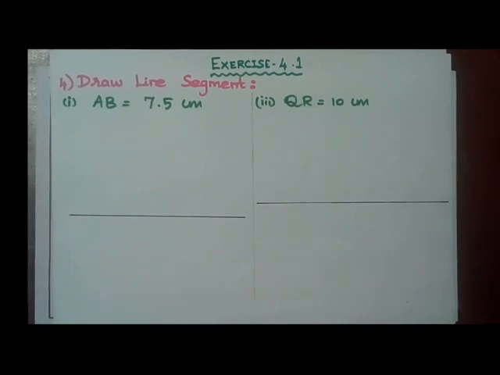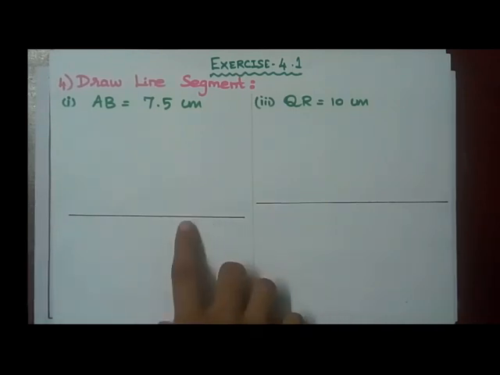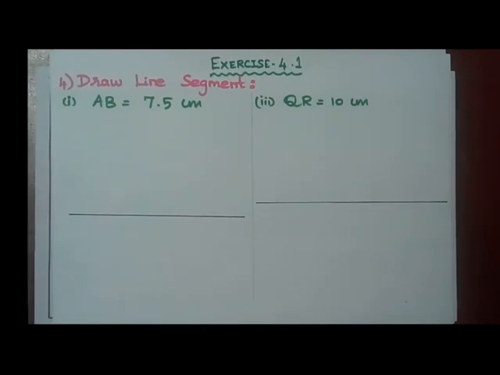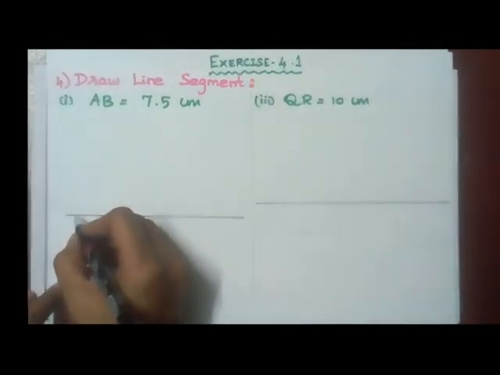Practical geometry session, exercise 4.1, fourth problem. Draw a line segment using ruler and compass. So only 3 steps. Draw a line L. First you need to draw a line L and mark a point P on it. So I am marking a point P on it.